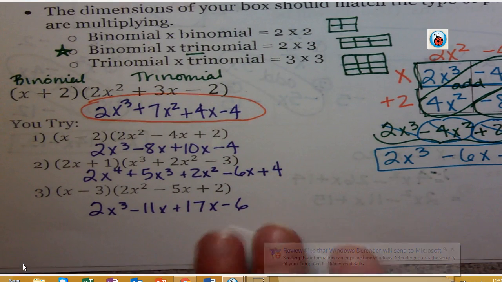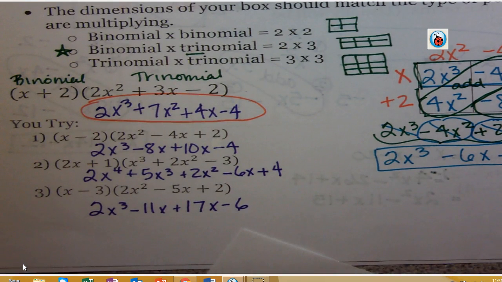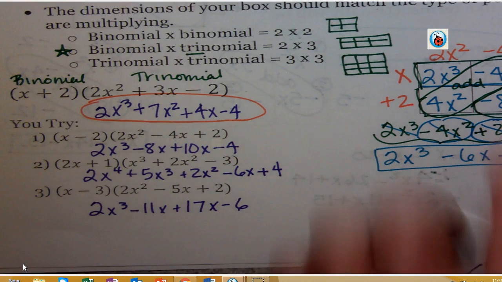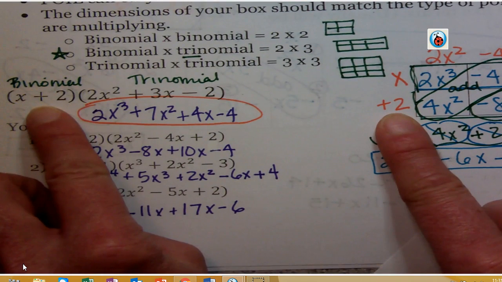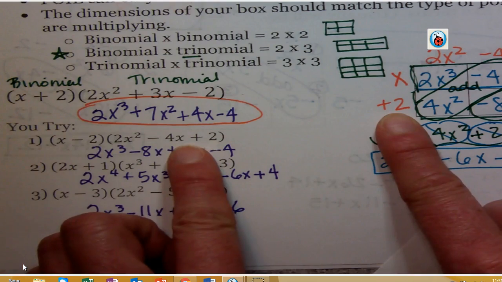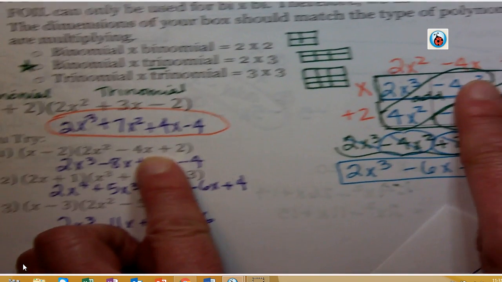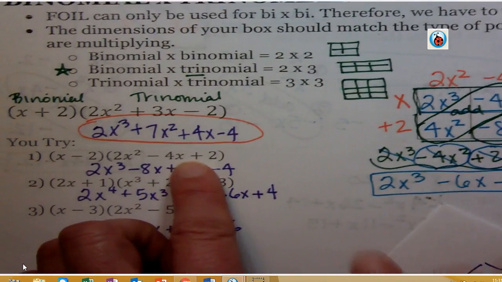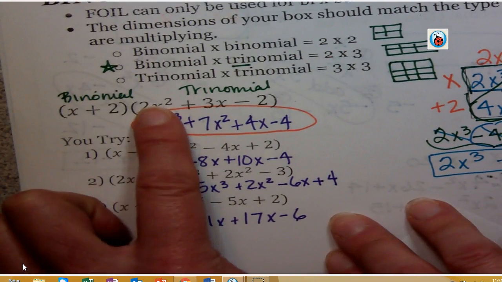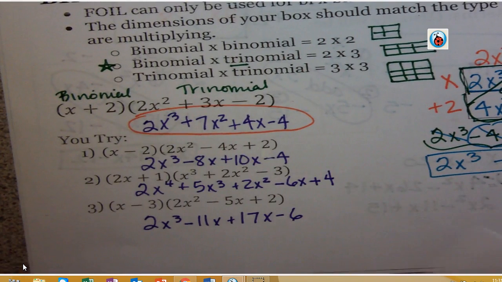Alright guys, I actually screwed up because I put the wrong equations here. So I accidentally took the x plus 2 from this equation, but then the second part of this equation, I multiplied the wrong equations. So the answer to this one would be 2x plus 3. Here are your answers for the others.